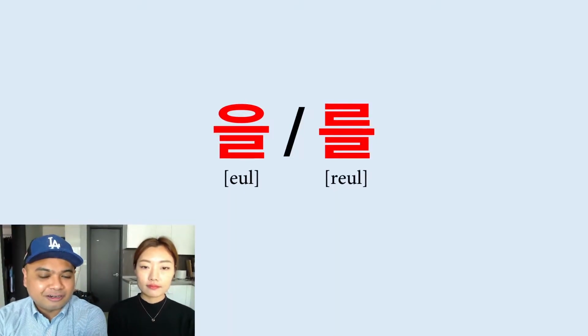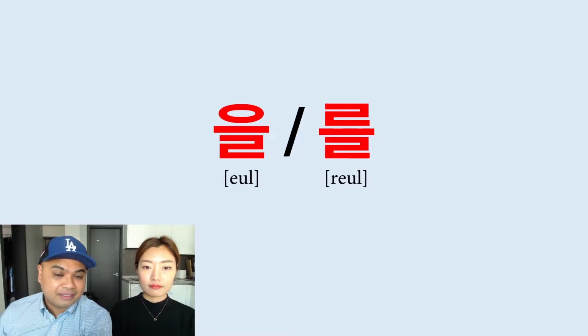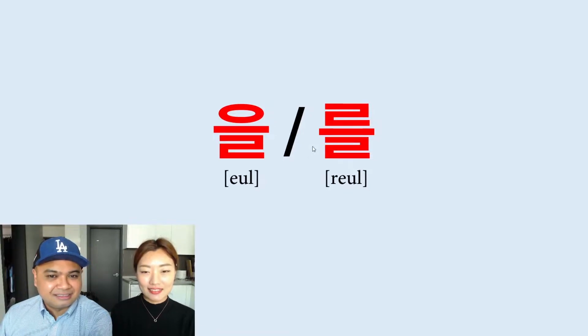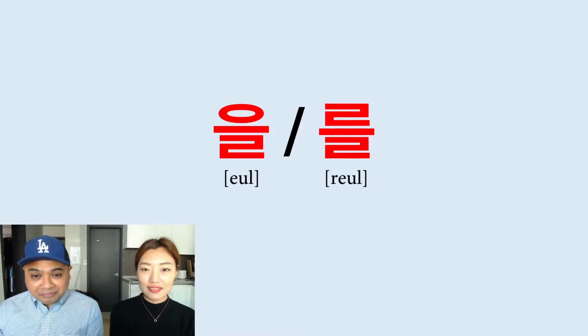So let's get started. Here are our object markers, and you notice there are two, right? Donna, how do you say these things? 을 and 를. Ul and ril. Ul, 을 and 를. I feel like it's a little bit closer to the R, but it's still like 를. Okay, just try your best.